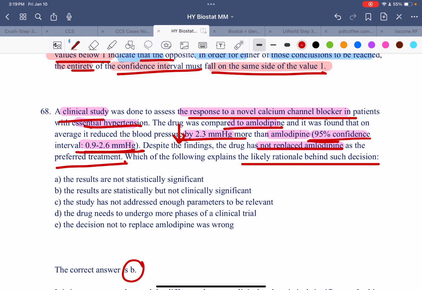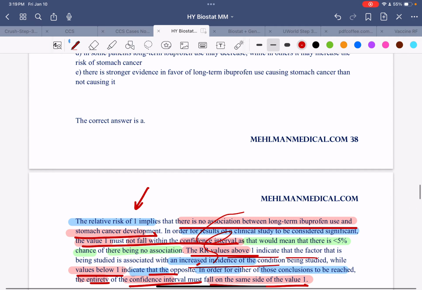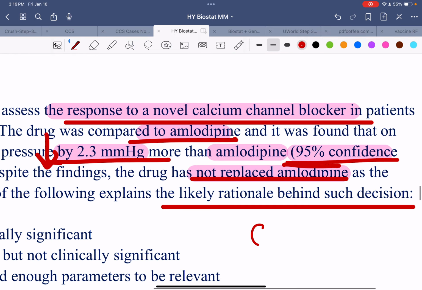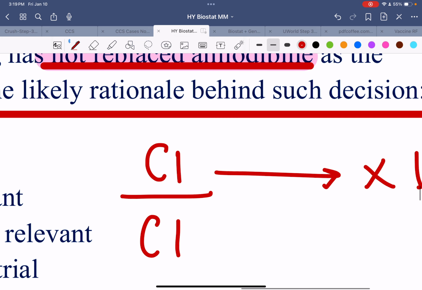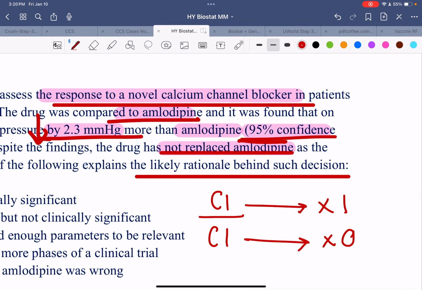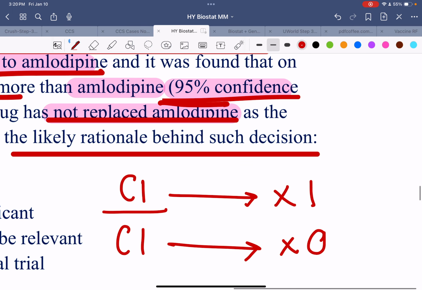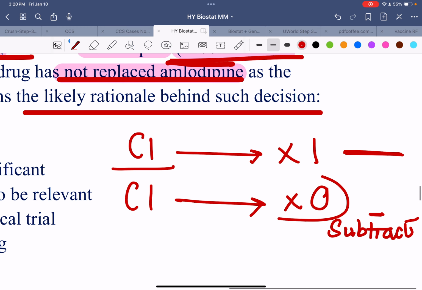Okay, there is one very important concept that you have to understand over here, that there are two types of confidence interval values that you have to look for. There is one type in which the confidence interval should not contain the value of 1, and there is another type of study in which the confidence interval should not contain the value of 0. Right? So you have to understand this concept very carefully. Whenever we are comparing two drugs in such a way that we have to subtract the difference in the observed values, then we use the value of 0.